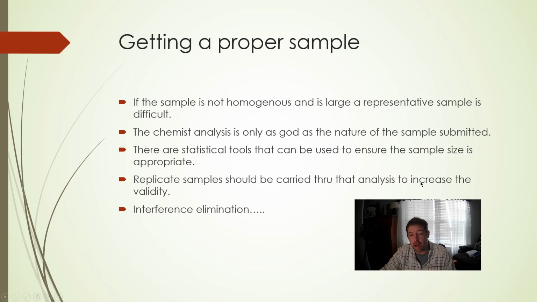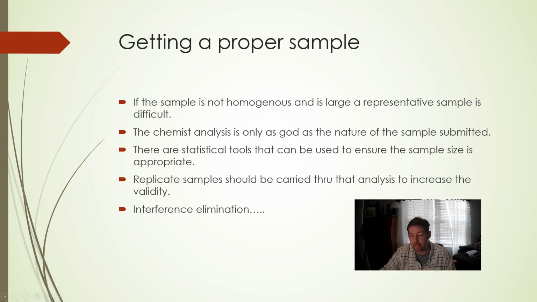Getting the proper sample: if the sample is not homogeneous and it's large, a representative sample can be difficult. You might need to use statistical methods to get a sample that's representative of the total mass that you're trying to analyze. The chemist's analysis is only as good as the nature of the sample submitted. If a bad sample comes in the lab, the analytical chemist can't do much with it. There are statistical tools that can be used to ensure the sample is appropriate.